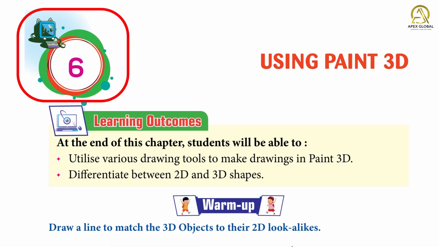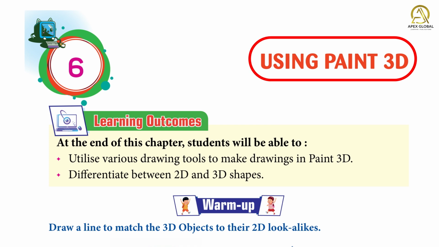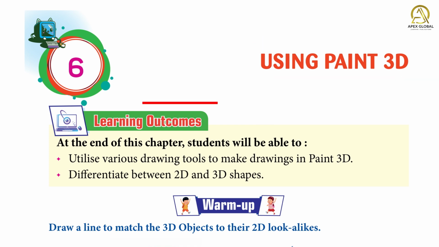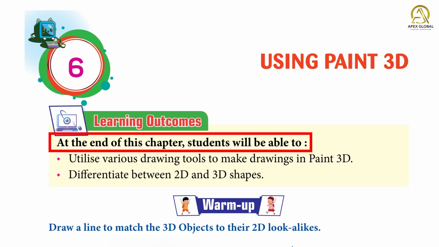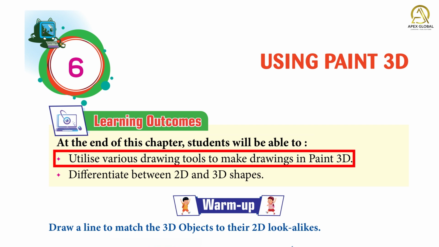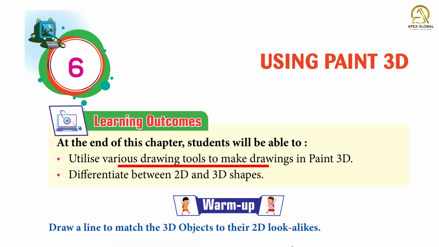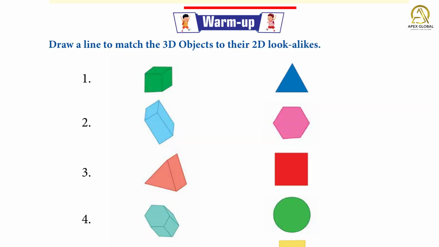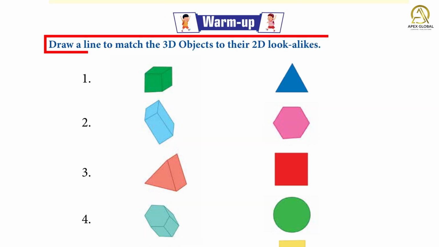Chapter 6, Using Paint 3D. Learning Outcomes. At the end of this chapter, students will be able to utilize various drawing tools to make drawings in Paint 3D and differentiate between 2D and 3D shapes. Warm up. Draw a line to match the 3D objects to their 2D object look-alikes.